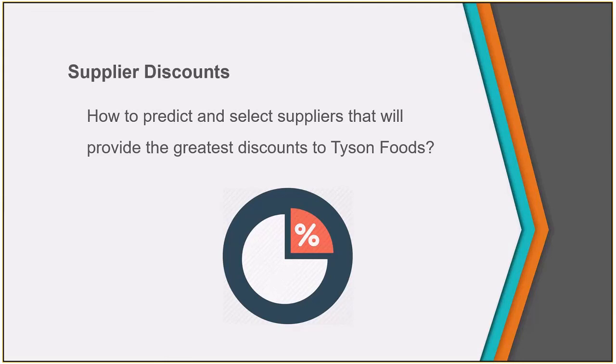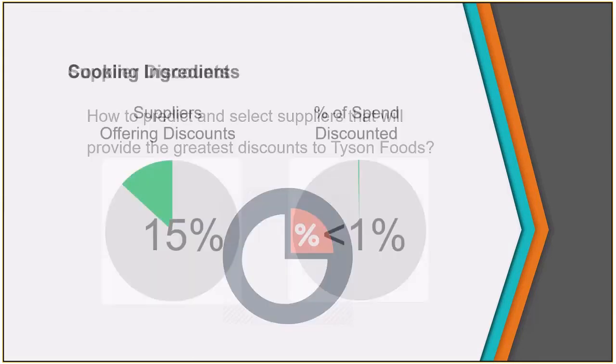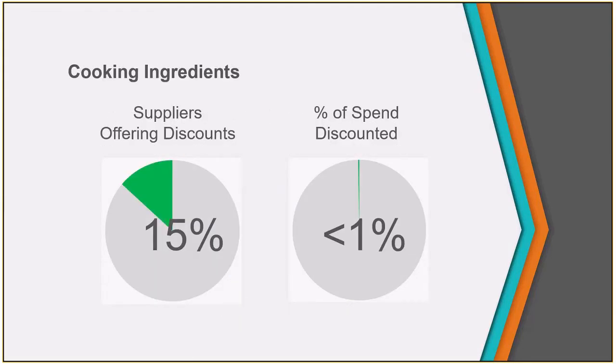So we looked at the cooking ingredients category for FY18, which is one of the largest categories of spending that Tyson incurs for direct manufacture of products. We explored the data and uncovered the fact that over 15% of the supplier base provided some form of discounts. However, less than 1% of our total cooking ingredient expenditures were actually discounted.